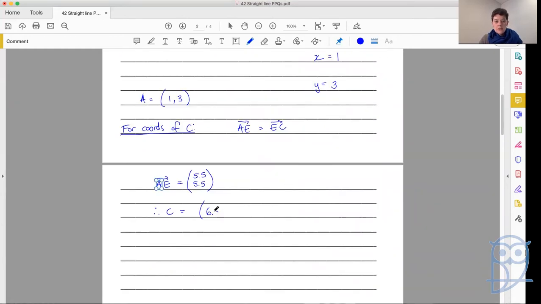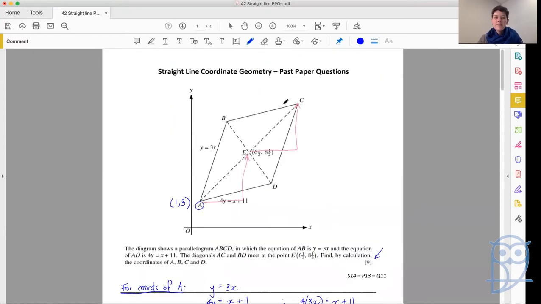So 6.5 plus the vector, 8.5 plus the vector. So C equals 6.5 plus 5.5 gives us 12, and 8.5 plus 5.5 gives us 14. Now we've got clear coordinates for C. Back to the question. C is (12, 14).